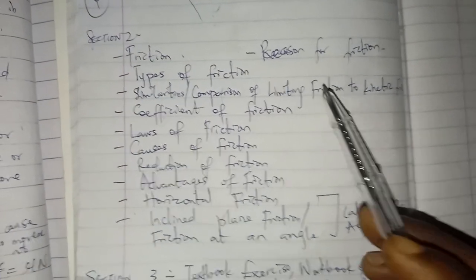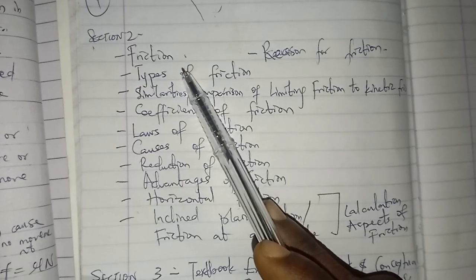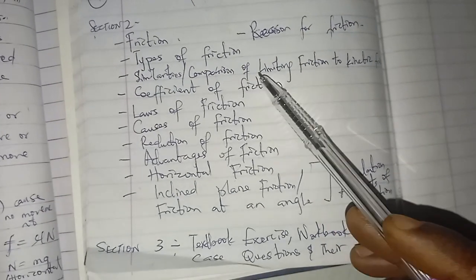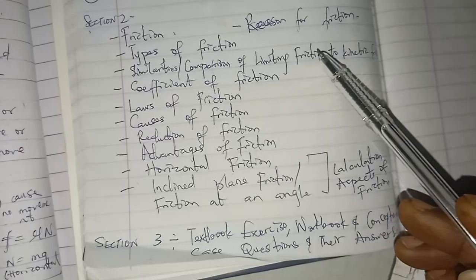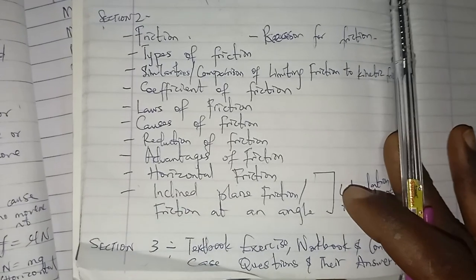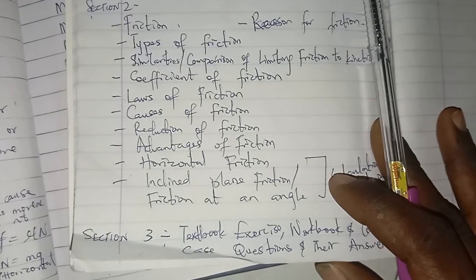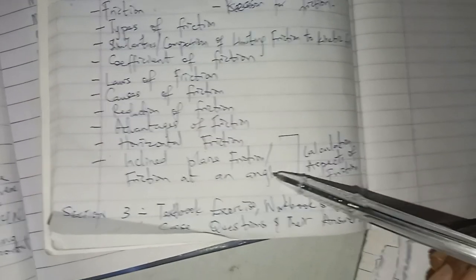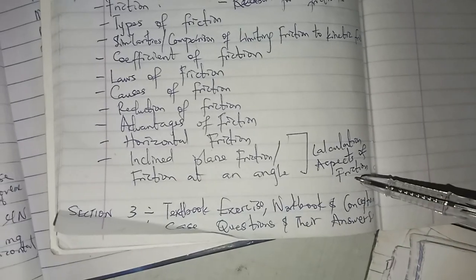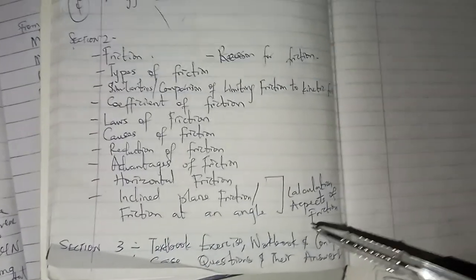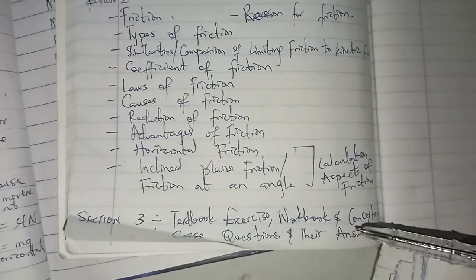Today's video I'm treating friction. So we're going to be looking at friction, reason for friction, types of friction, comparison between limiting friction and kinetic friction, coefficient of friction, laws of friction, causes of friction, reduction of friction, advantages of friction, horizontal friction, inclined plane friction, that is friction at an angle, that is the aspect of friction that involves calculation. Then after this, we'll now do another video that involves solving our questions on this.